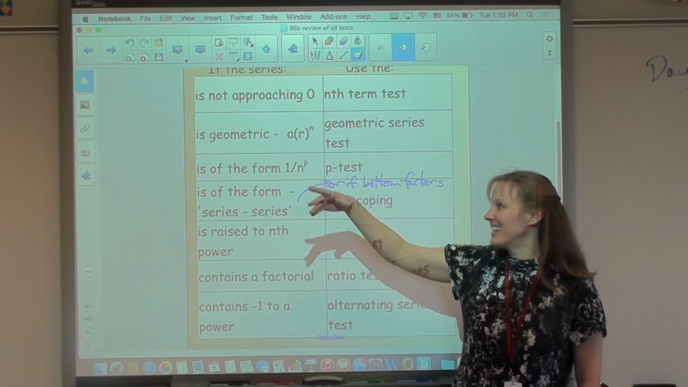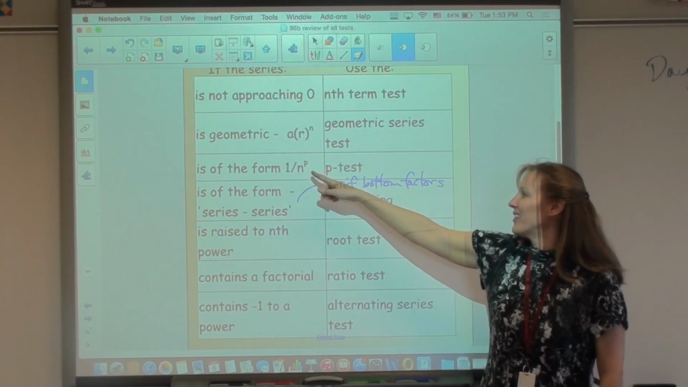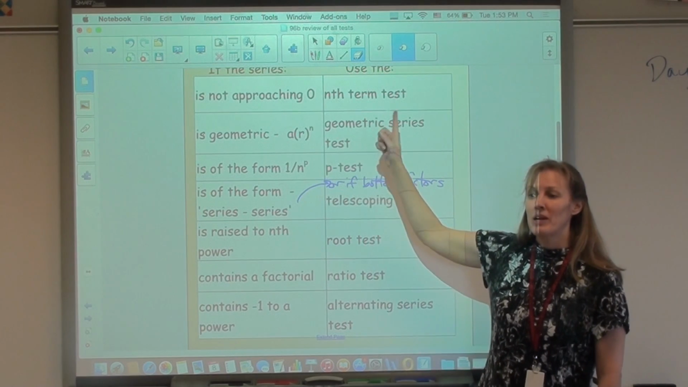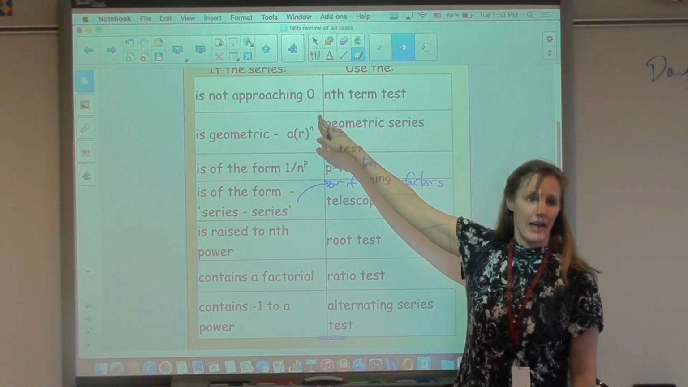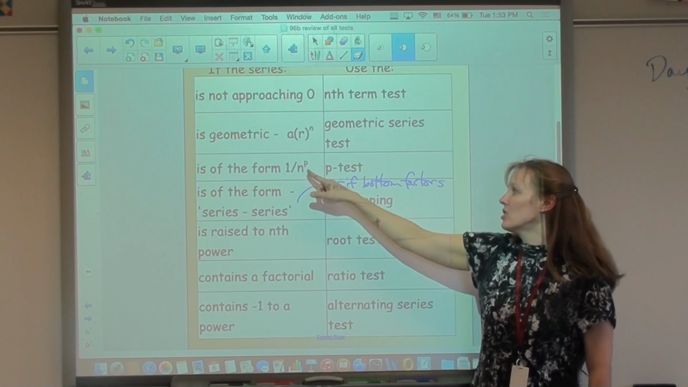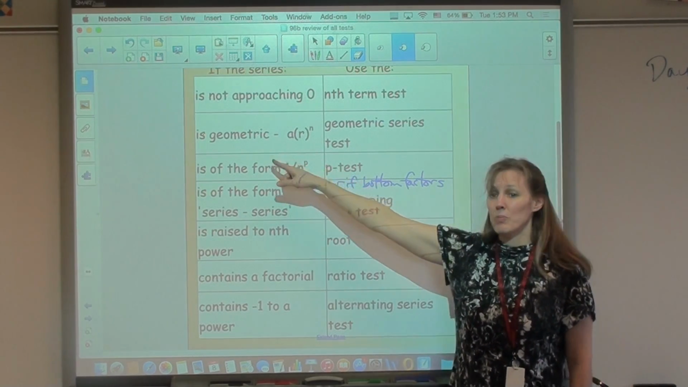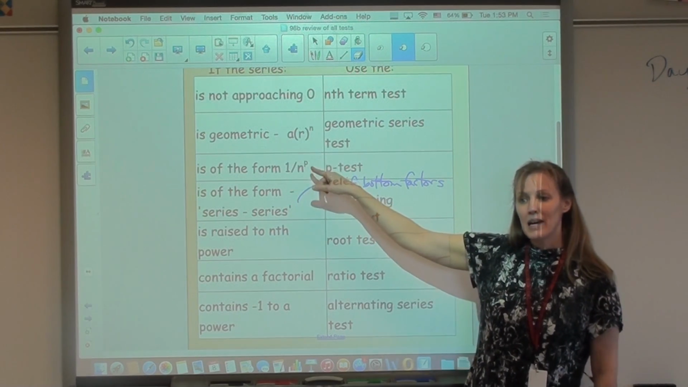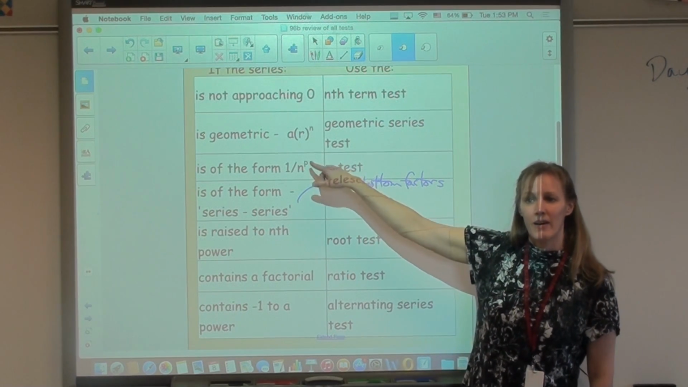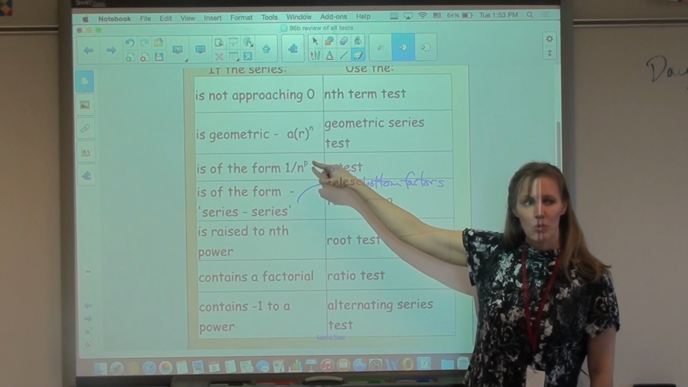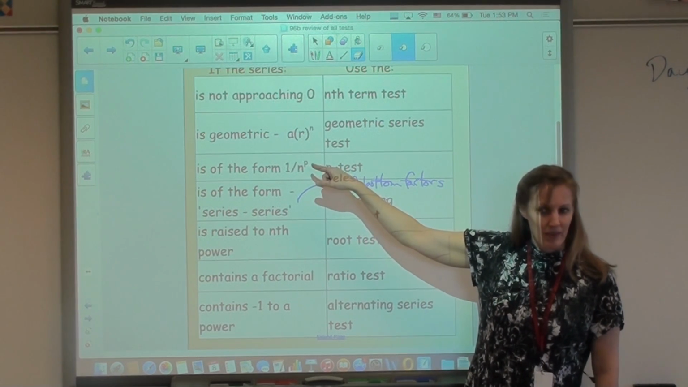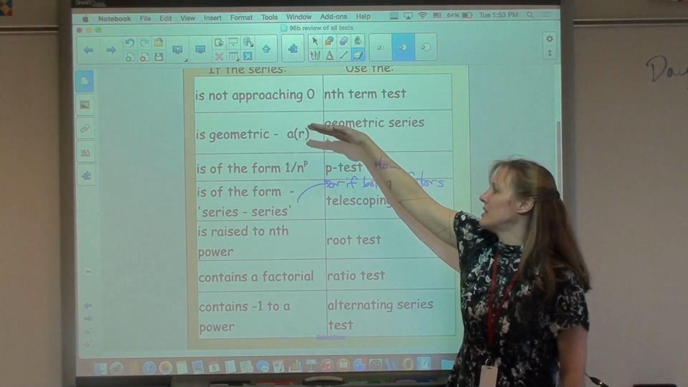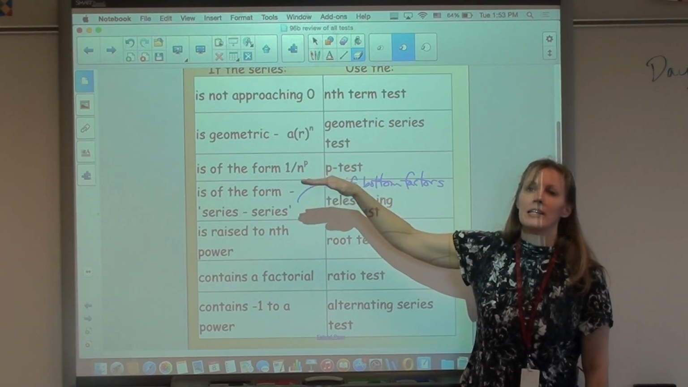Okay, good. All right, so if you have 1 over n to the p, so now n is raised to a number. So here you had number to the n, that's geometric; n to a number, right? That's your p-test. But it has to be 1 over n to a number. That's your p-test. Remember, for the p-test, if p is greater than 1, it converges. If p is less than or equal to 1, it diverges. All right? Okay, so far, this one's really easy to recognize.